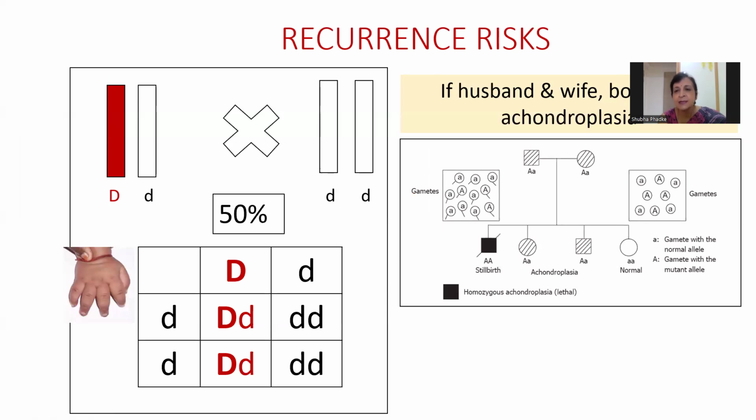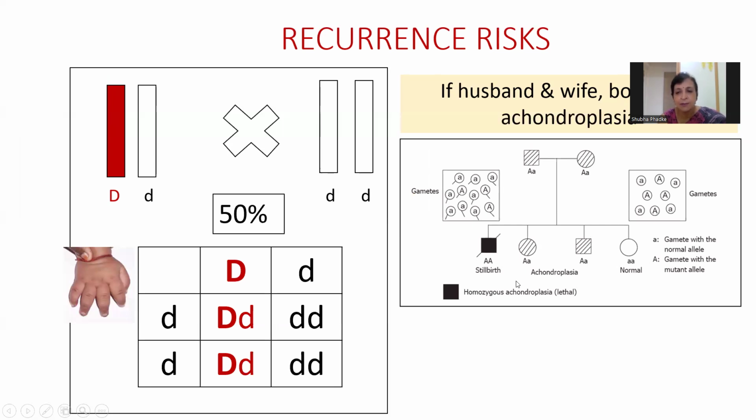But sometimes it may happen that the husband and wife both have achondroplasia, which really does happen because they both are short and tend to marry each other. And here you can see the risk of having a child with achondroplasia is 50%, but they can have a normal child as well.